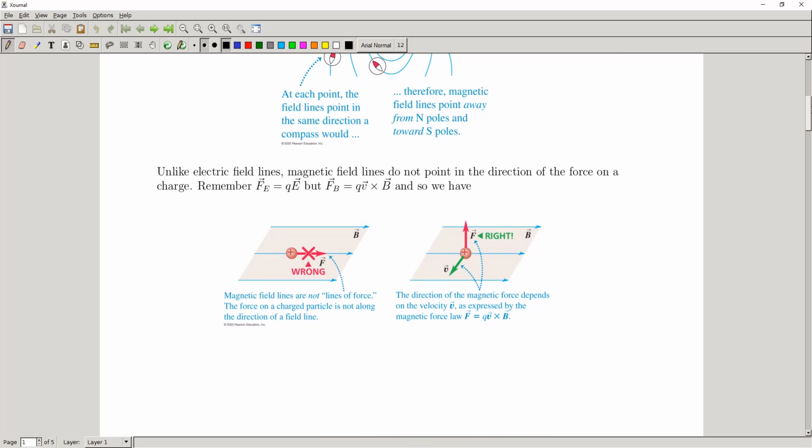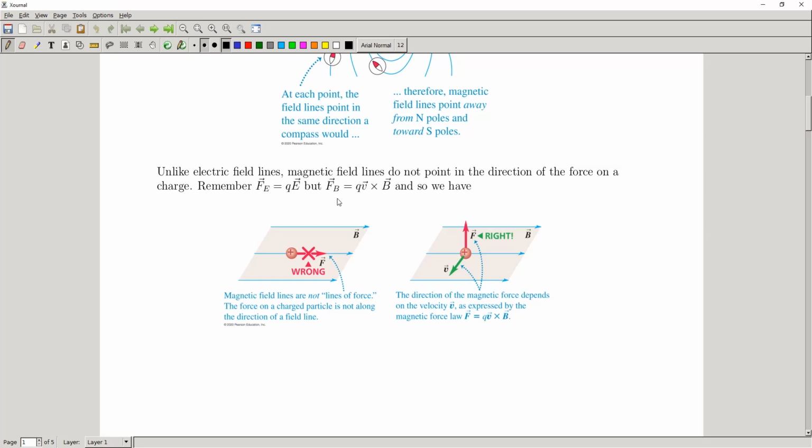We have to remember, though, that unlike in the case of electric field lines, the magnetic field lines don't point in the direction that a charge would feel force exerted on it if it were sitting in this field. First of all, a charge is going to need to be moving to feel any sort of a force, and where we had this equation here for the force felt by a charge in an electric field, we see that our force has to point in the direction of the electric field because there's only two vectors here.